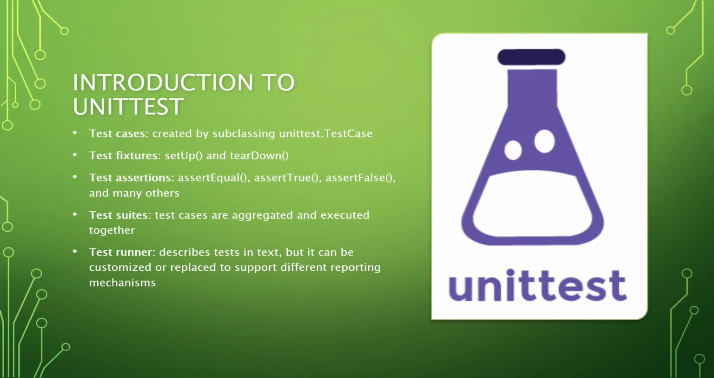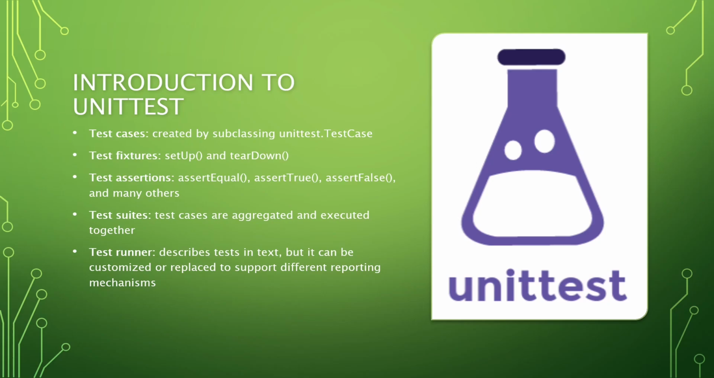Test fixtures refer to the setup, teardown, and cleanup actions that need to take place before and after tests. For example, setup is used to create any objects or state that the tests depend on, while teardown frees up any resources initialized by setup.